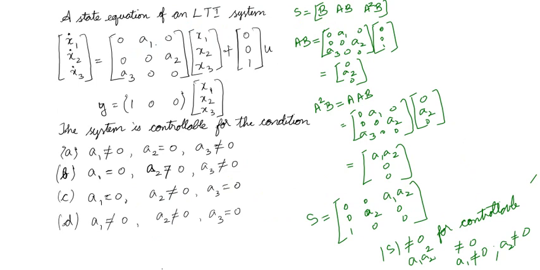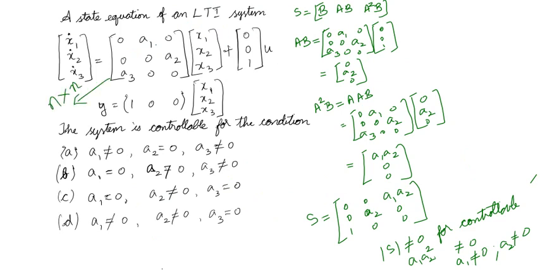The question is under what condition the system becomes controllable. For the system to be controllable, we have to find the matrix S, and the rank of that matrix should be equal to n. If it is n, I can say the system is controllable. What is n in this problem? The n in this problem is the order of the A matrix, n cross n.